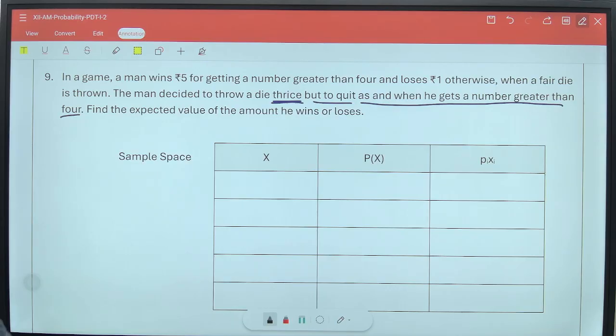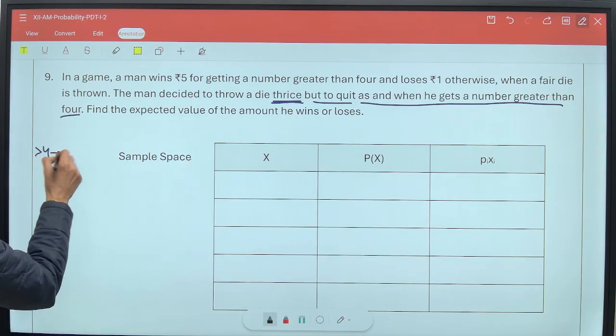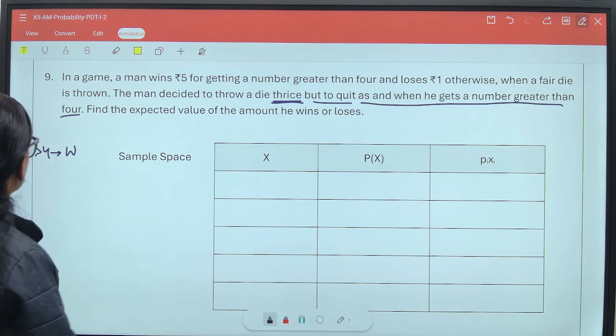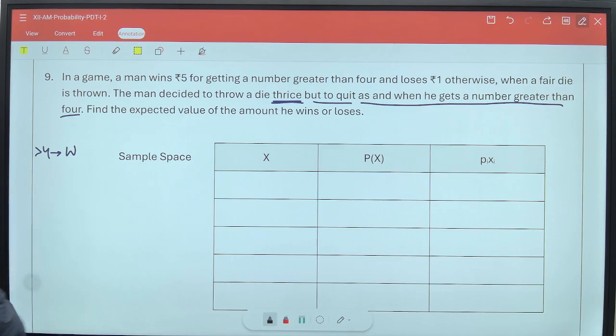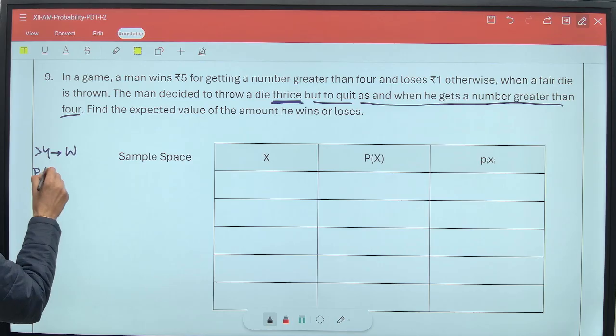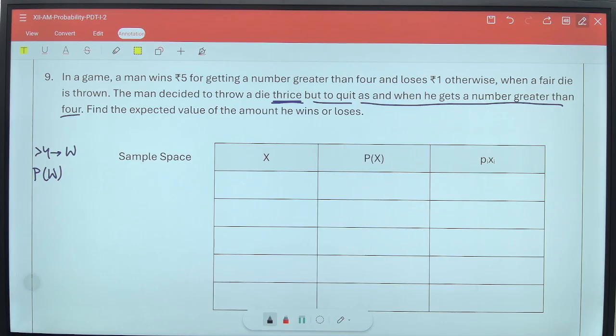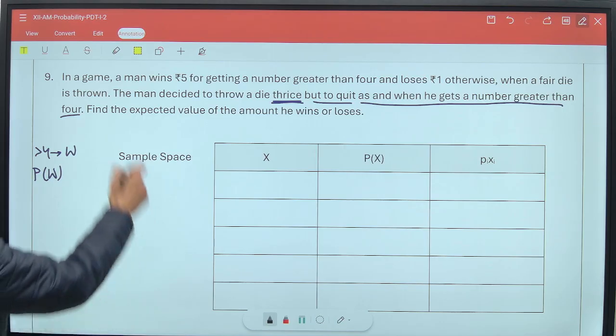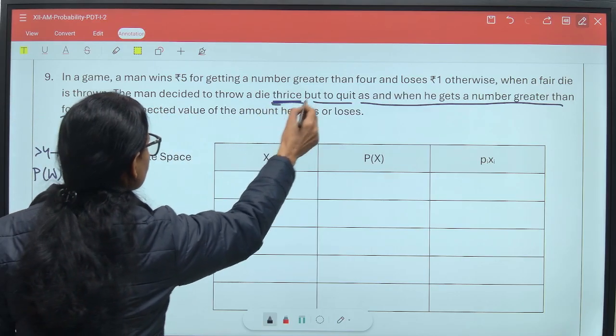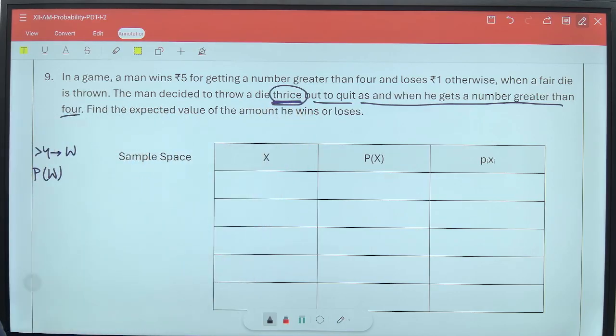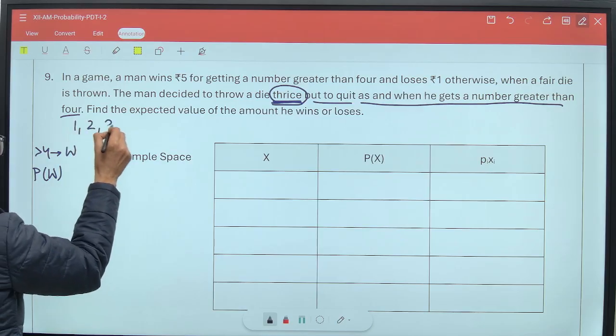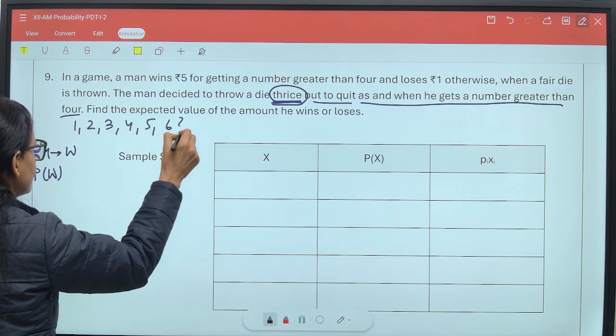So what is the sample space? Let's first understand. So getting a number greater than 4 means winning the game, suppose. Getting a number less than 4 is losing. So what is the probability of winning? What is the sample space here? Sample space is because he is throwing it how many times? Throw a dice thrice. So he is throwing the dice 3 times. So what are the outcomes when you throw a dice? 1, 2, 3, 4, 5 and 6.